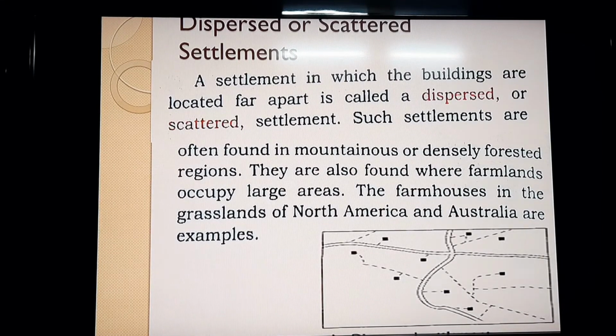The farmhouses in the grasslands of North America and Australia are examples of this kind of settlement. You must have seen in the villages that a house is on a particular farmer's land, and the other house is far away from it. That kind of settlement is the scattered settlement, where the buildings are far apart from each other. Here you can see the picture also, the black dots are far away from each other. It is showing the scattered settlement.